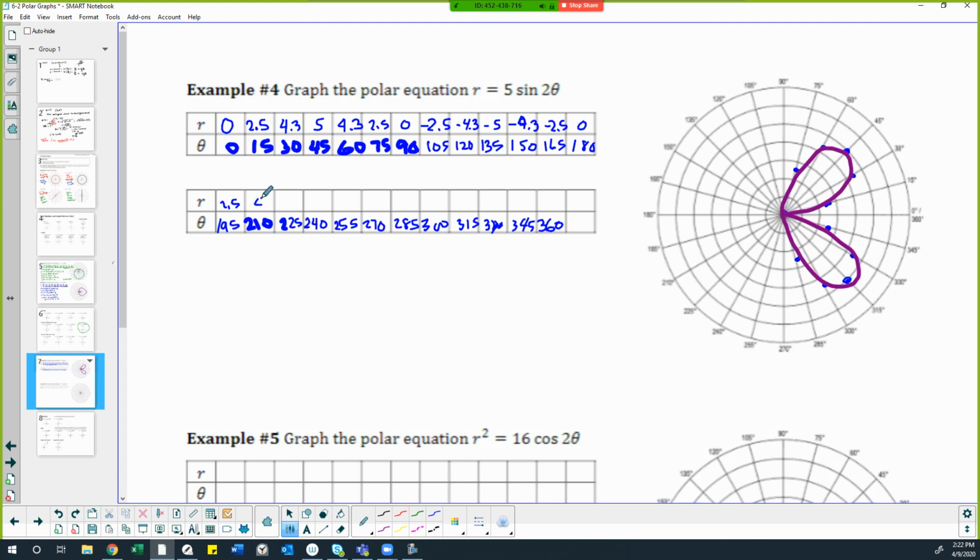Okay, so then our numbers just repeat, 4.3, 5, 4.3, 2.5, 0, -2.5, -4.3, -5, -4.3, -2.5, 0. Sorry, my handwriting turned out horrible on some of those. Okay, so 195 is 2.5, and then it goes to 4.3, and then 5, and then 4.3, and then 2.5, and then back to 0. So there's that loop.